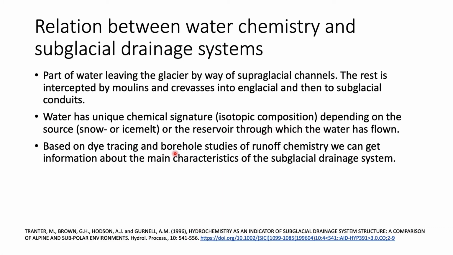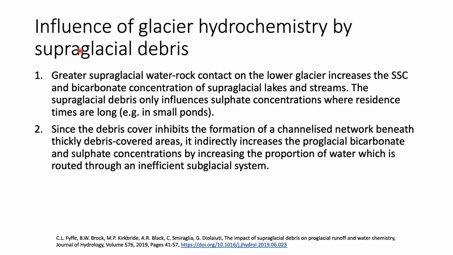Based on dye tracing and borehole studies of runoff chemistry, we can get information about the main characteristics of the subglacial drainage system. In the next module, we will study more about how the dye tracing actually works. So let us look at the influence of supraglacial debris on glacier hydrochemistry. The greater supraglacial water-rock contact on the lower glacier increases the SSC and the bicarbonate concentration of supraglacial lakes and streams. The supraglacial debris only influences sulfate concentration, and the residence times are long, mainly in the case of small ponds.